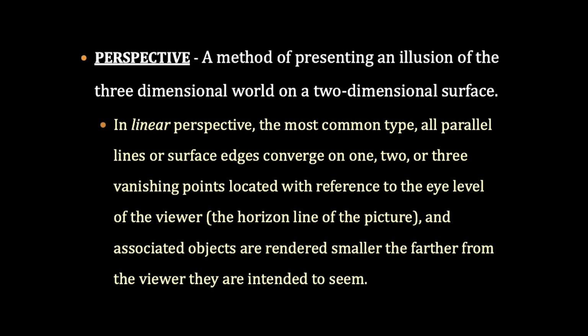So I mentioned linear perspective. We're going to talk a little bit about it now without getting too in depth because it gets complicated. But perspective is a method of presenting an illusion of the 3D world on a 2D surface. When we talk about linear perspective, this is the most common type of mechanism by which to do this. In this system, all parallel lines or surface edges converge onto, you can do 1-point perspective, 2-point perspective, or 3-point perspective. Those points serve as vanishing points that all of these lines will go back and meet at. And this renders objects that are further away, they look smaller.